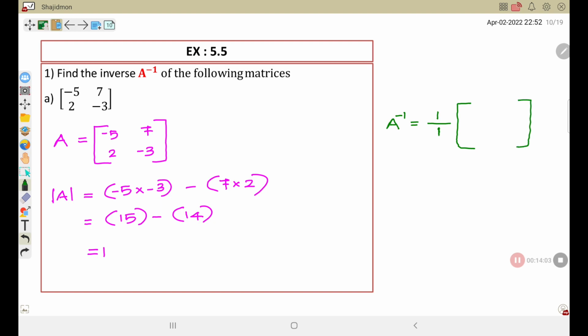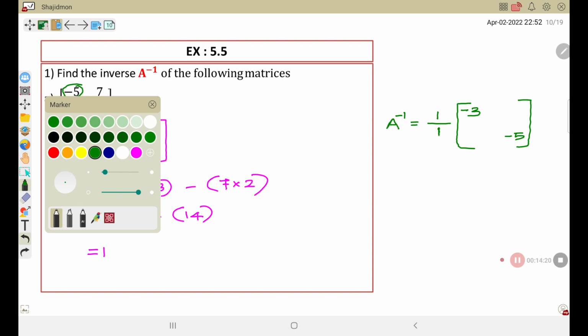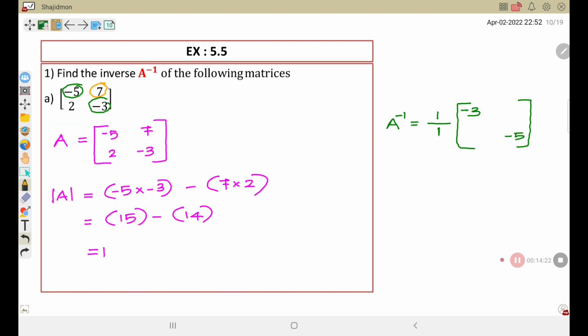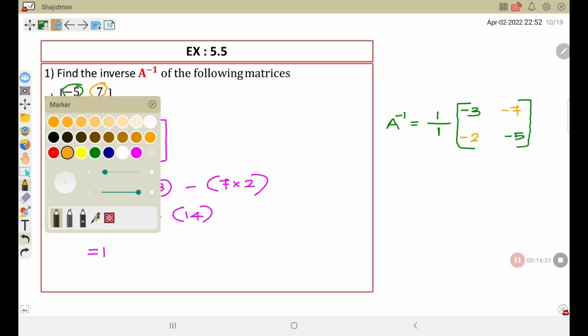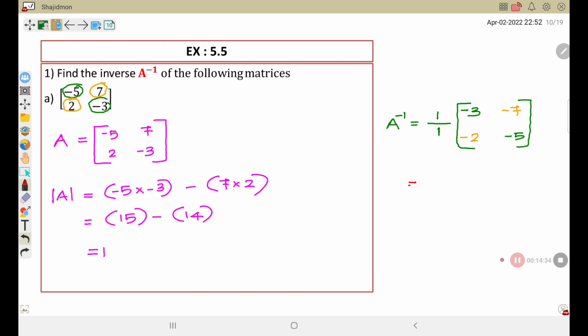What are the main diagonal numbers? Minus 5 and minus 3. These two numbers we are interchanging. That means minus 3 we write first, minus 5 we write second. Off diagonal numbers get the opposite sign. What are the off diagonal numbers? 7 and 2. 7 becomes minus 7 and 2 becomes minus 2. I hope it is clear. Now 1 divided by 1 is 1.